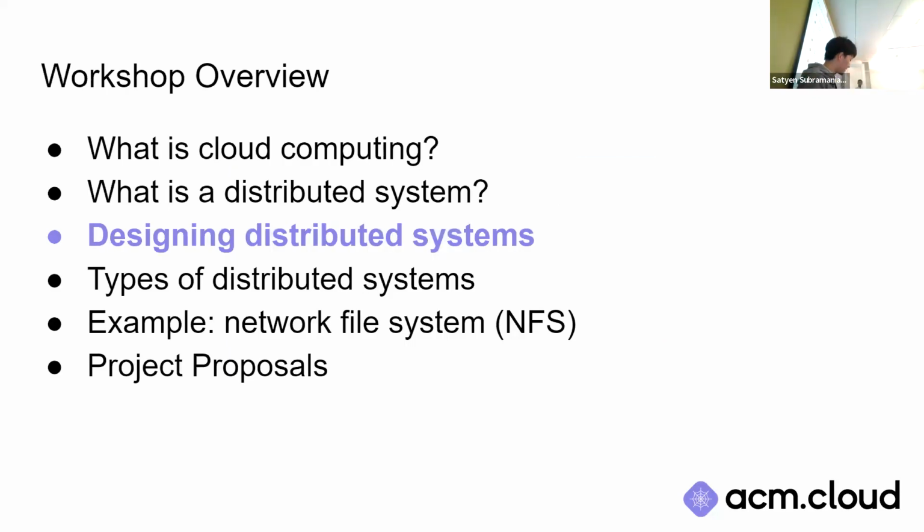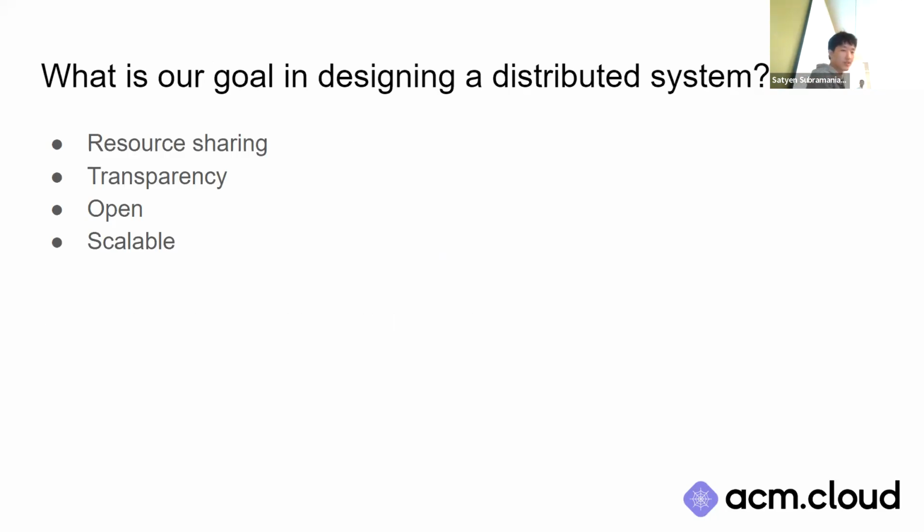Okay, so designing distributed systems. What is our goal in designing a distributed system? The four main things we need to think about are, one, resource sharing. That's the entire point of distributed systems. We want to access the resources stored on many different physical devices.